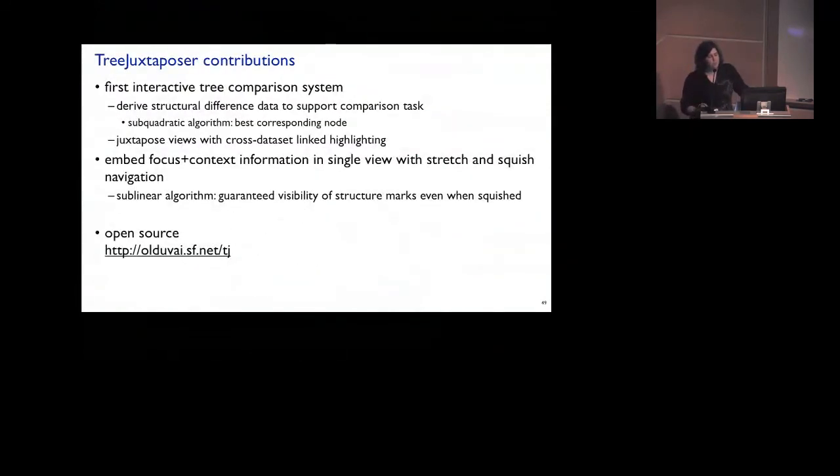So TreeJuxtaposer was the first interactive comparison system that actually showed the structural difference. For those of you interested in algorithms, I'll mention that there's a lot of nice algorithmic stuff to make sure that the drawing speed was dependent only on the number of pixels in the screen, not on the number of nodes in the tree. That's really crucial for scaling up to huge data sets. Again, also open source. At this point, the code is getting a bit old. But if people were curious to try to revive that, it would certainly be possible.